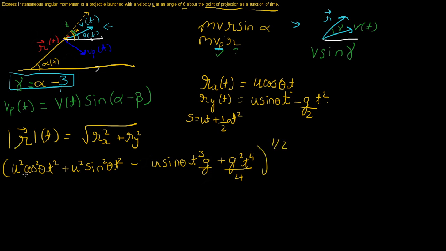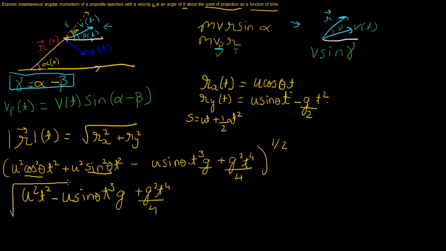If we take u square t square common from the first two terms, we get u square t square times sine square theta plus cos square theta, which is just 1. So we have finally the square root of u square t square minus u sine theta t cube g plus g square t power 4 by 4. This is how the magnitude of the position vector varies with time, as a function of time.